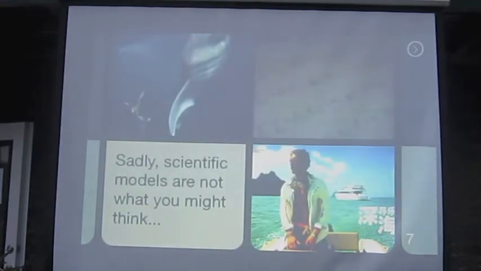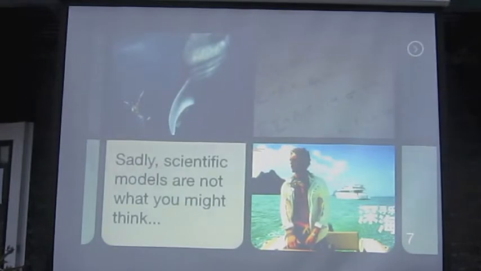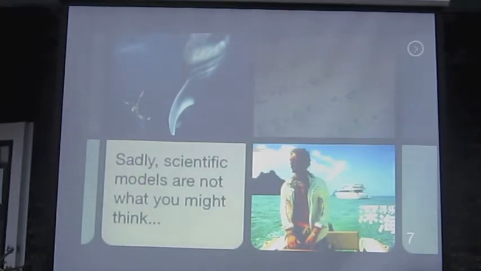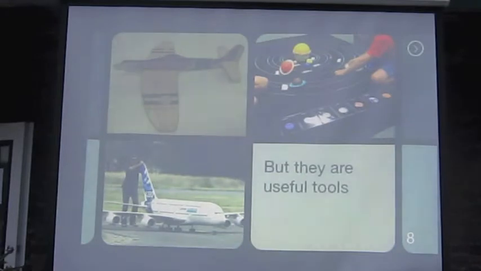So a lot of what we do is actually modeling. And sadly, scientific models are not what you might think. They are not ridiculously beautiful people who do science. For the rest of us scientists, it's a little sad. More often, scientific and ecological models are up here in this corner. They are math. They're mathematic machines. But they're useful tools. And so when I'm speaking about models, I don't want you thinking about the math.